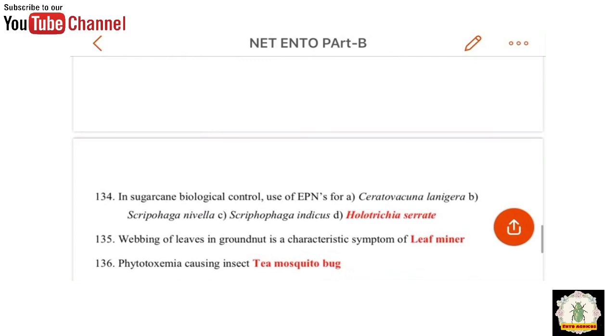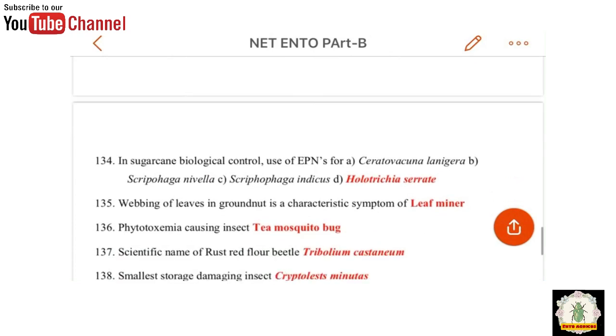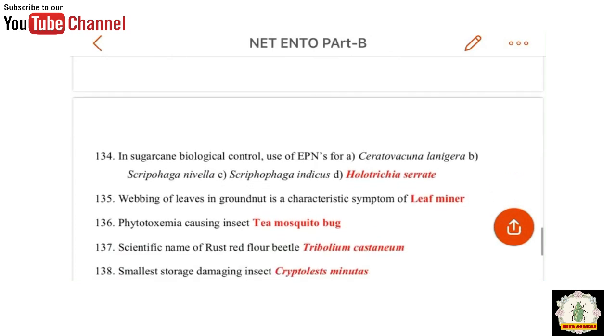Webbing of leaves in groundnut is a characteristic symptom of. So this webbing of leaf is a characteristic symptom of leaf miner. Phytotoxemia causing insect. So this phytotoxemia causing insect is tea mosquito bug. Scientific name of rust red flour beetle. So the scientific name of the rust red flour beetle is Tribolium castaneum. Smallest storage damaging insect. So this is Cryptolestes minutus, and this is also known as the flat grain beetle.